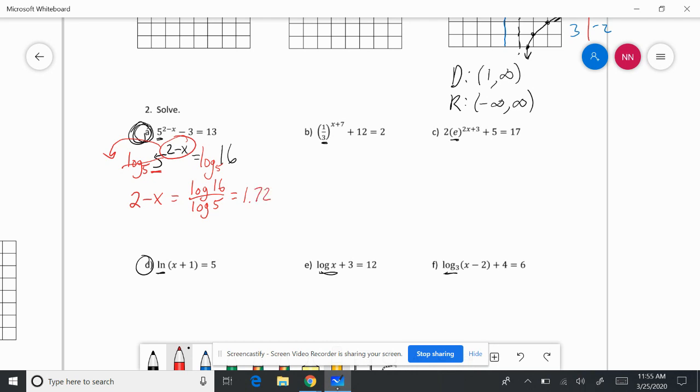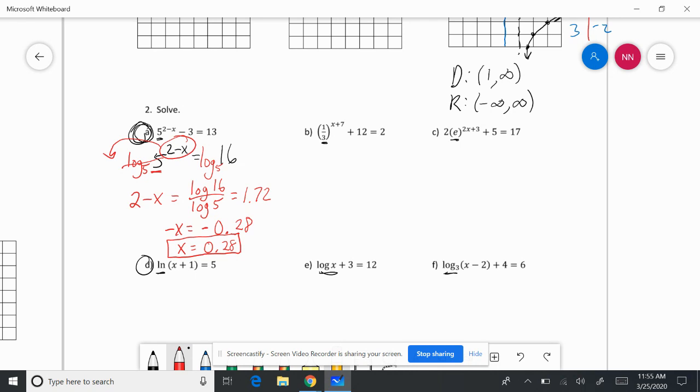Then I'm going to subtract the 2. So I have negative x is equal to negative 0.28. Then I'm going to change the sign. So x is equal to 0.28.